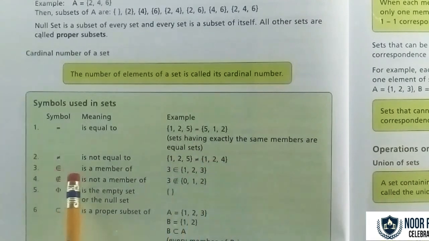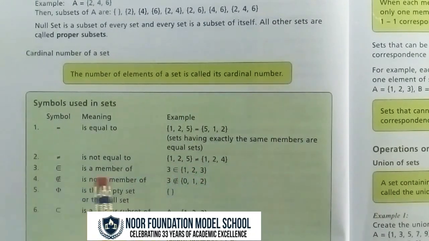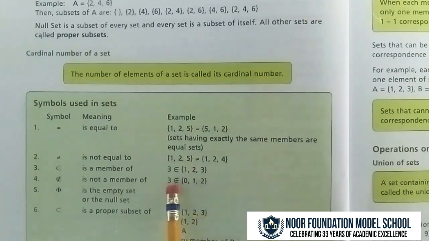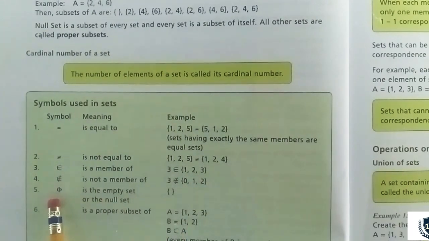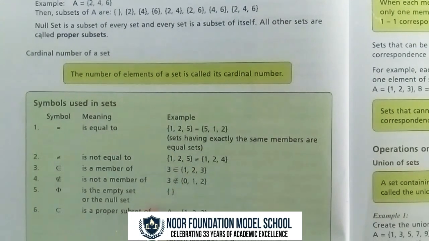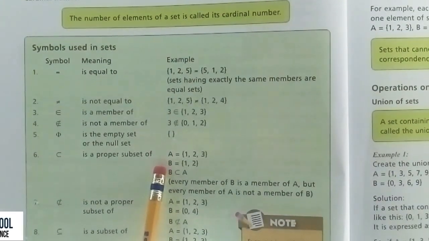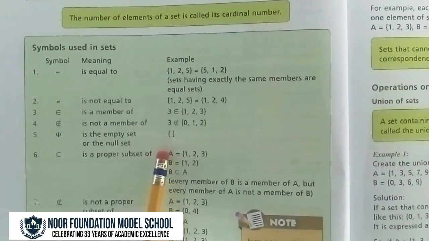It is not equal. Belongs to. 3 belongs to 1 to 3. Does not belong to. 3 does not belong to this set. This symbol means empty set. Is a proper subset of. For example, this is the bigger set and this is a smaller set derived from this set.